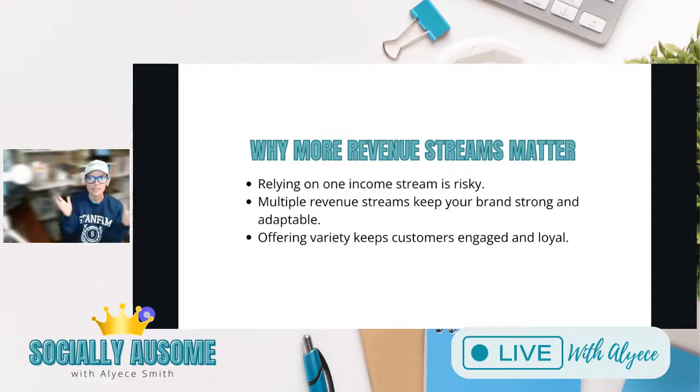So other than just having more money, relying on one income stream is risky. Things can go out of business. If you are an affiliate marketer, maybe you're in network marketing, you've partnered with a company, they can go out of business. Network marketing companies are going out of business left and right now. I don't know what's happening in that space, but every day a company is shutting down.